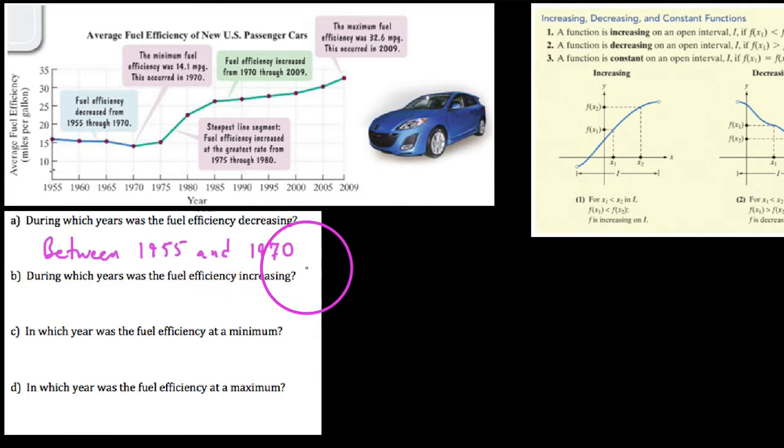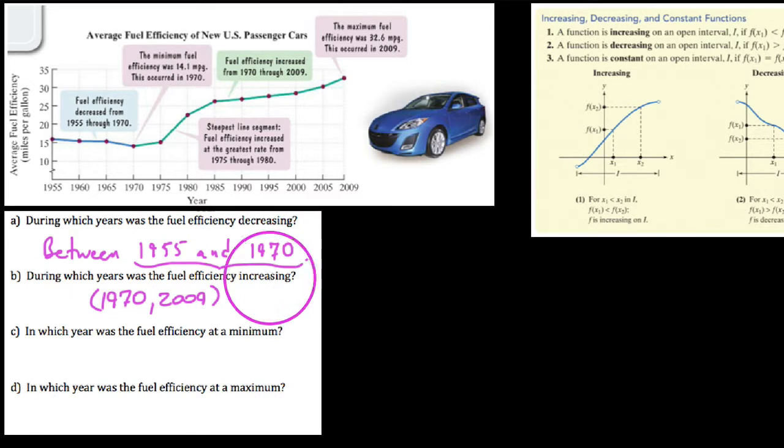Now, for the next question, during which years was the fuel efficiency increasing? Well, we know from 1970 all the way up to, it looks like, our last data point, 2009. It's increasing, but this time I want to write it a different way. Notice that when we're answering these questions, we're saying nothing about the average miles per gallon. It's all about the input values. So if I want to say between 1970 and 2009, I'll write 1970 to 2009. And this time, instead of this verbal notation, we're going to use what we call interval notation.